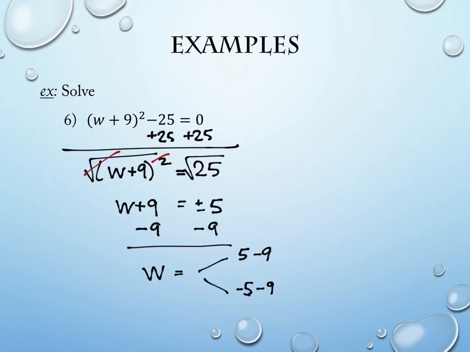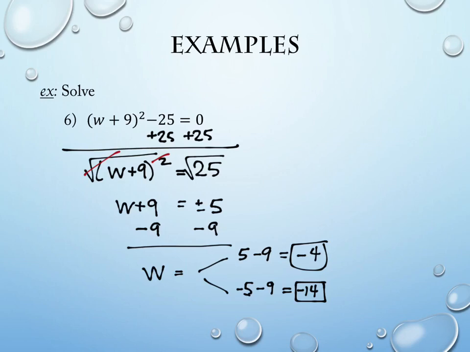So you can't leave this written as negative 9 plus or minus 5 because it can be simplified, whereas the last one could not. So what is 5 minus 9? Negative 4. And what is negative 5 minus 9? Yeah, negative 14. So these two actually have the ability to clean up, so we will separate out the answers.